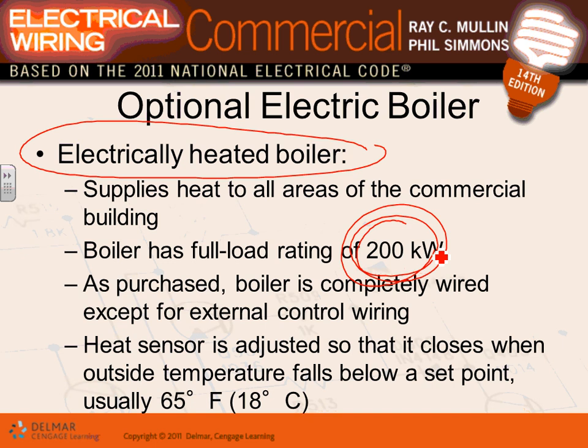It's all pre-wired, guys, except for external control wiring. There's some external sensor you have to bring to it. Here's how it works. You have to wire an external heat sensor. What they do is they have a sensor outdoors. When the temperature outdoors reaches 65, it starts the boiler. Otherwise, the boiler will sit there. When it's 75 outside, you don't want your boiler running. Now remember, this is a boiler for heating, not a boiler for domestic water. Boiler for heating.